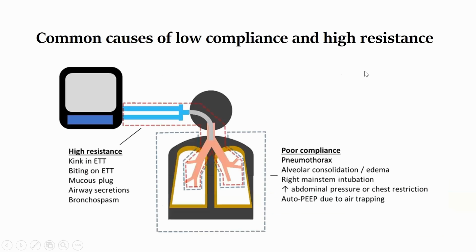So for the common causes of high resistance, you should know this is a patient-ventilator system. Whenever there is high resistance, the problem is either in the tubing or in the upper airway tract of the patient: the ET tube, the ventilator circuit, the upper airway tract. So any kinking or bending of the ET tube, if the patient is biting the tube, if there is a mucus plug obstructing the tube, or if there is airway secretion or bronchospasm, all these things lead to higher airway resistance.